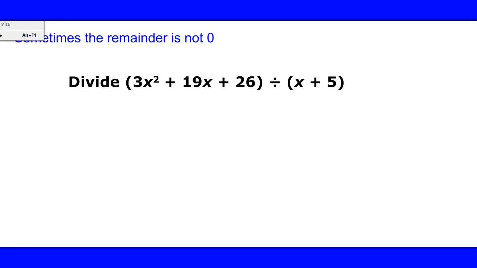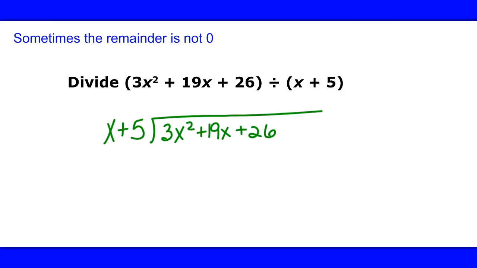Which will be whatever our remainder is, over our divisor. In this case, our divisor is x plus 5. Okay, ready? Two terms. What times x gives me 3x squared? That's going to be a 3x. So 3x times x is 3x squared. 3x times 5 is a positive 15x.